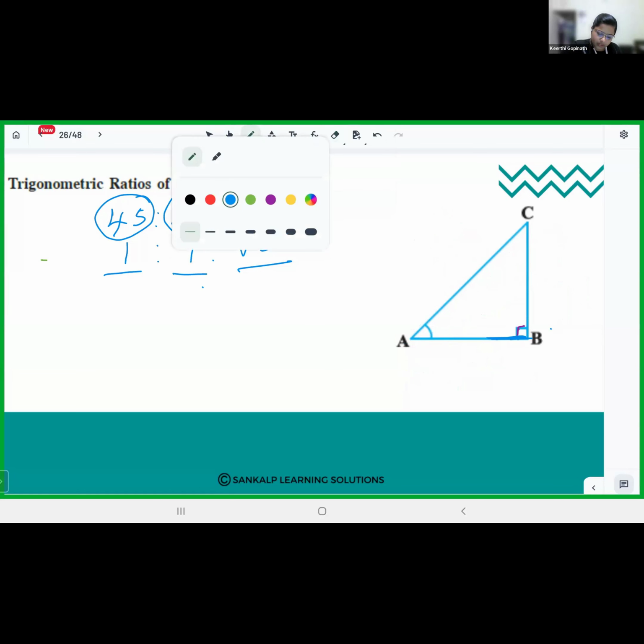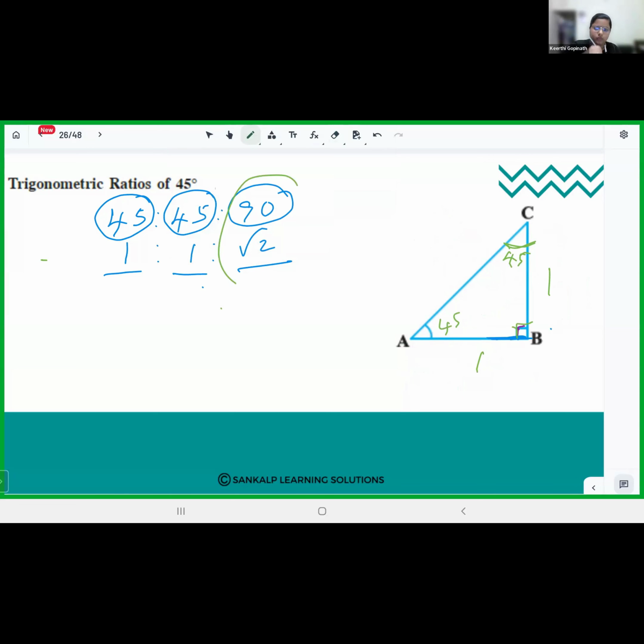So this is 45 degree, this is 45 degree and this one is 90 degree. The side opposite to 45 degree is 1 and again the side opposite to this 45 degree is also 1 and the side opposite to 90 degree is root 2. So from this, can you find out the value of sine 45? Sine 45 is equal to, take any of the angle 45. Opposite is 1 and hypotenuse is root 2, so 1 by root 2.